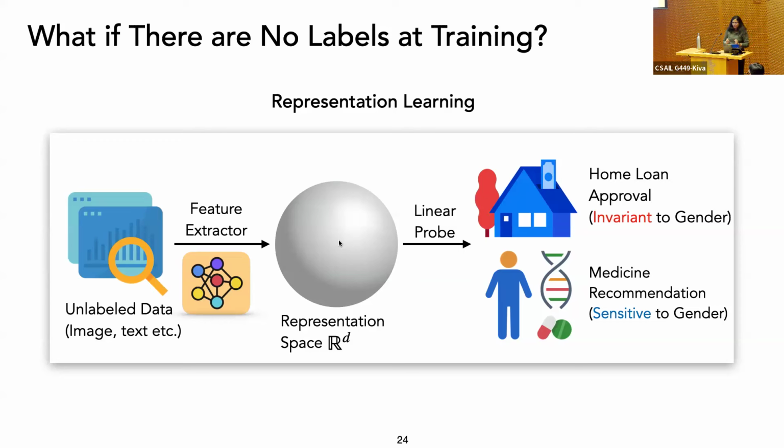So for this part of the talk, let's look at, for example, these two downstream tasks. So what if we have a task of home loan approval or credit loan approval? So we want the decision of this representation to actually be invariant to gender.